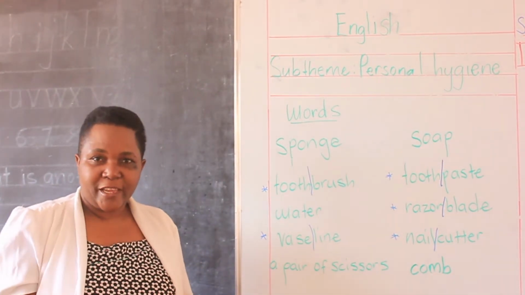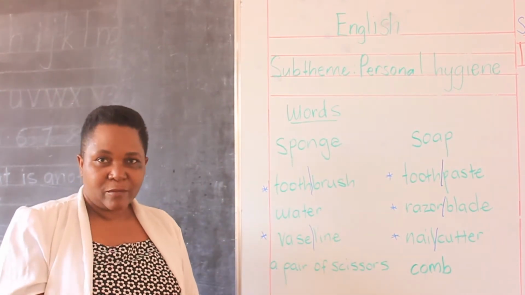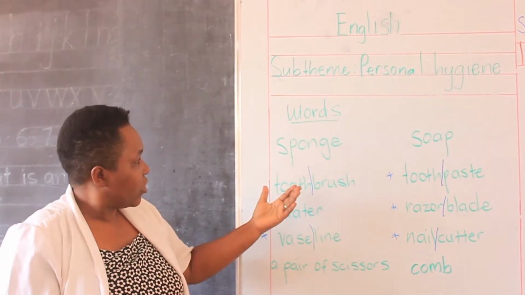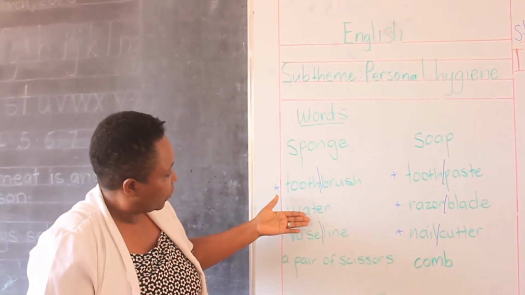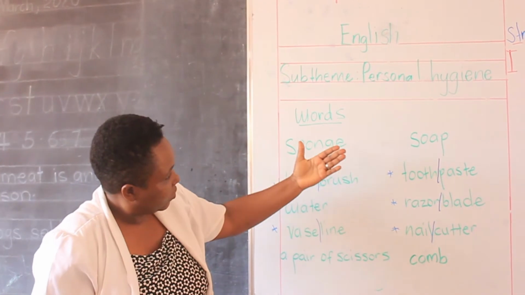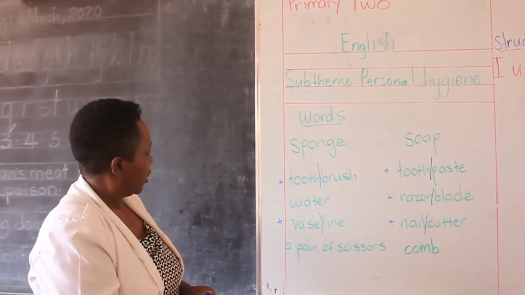But we can go ahead and also get other small words from these words that are given, because they will ask you, get a small word from the word sponge. Maybe get a small word from the word toothbrush. Get a small word from the word soap. So we are going to do that before we go to the structure.